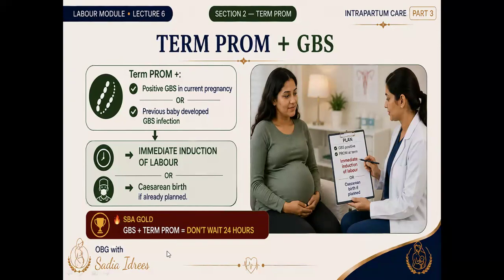If a cesarean birth had already been planned for another indication, then offer cesarean birth rather than waiting for spontaneous labor. The reasoning is straightforward. PROM removes the protective membrane barrier and GBS increases the neonatal infectious risk. So the balance that allowed up to 24 hours of expectant management in uncomplicated term PROM changes. So term PROM plus GBS, don't wait for 24 hours.